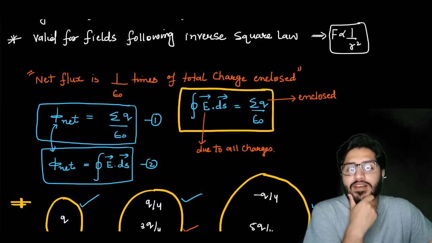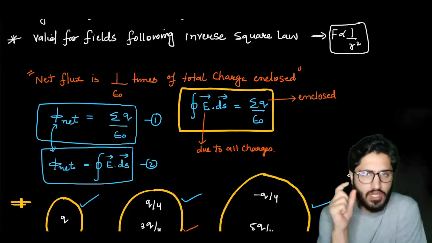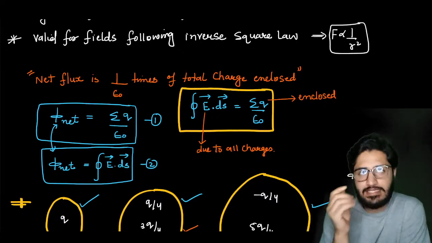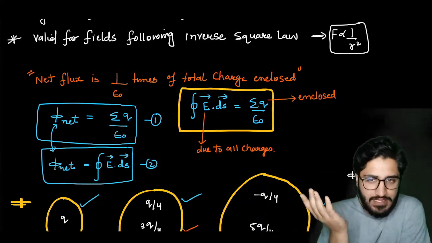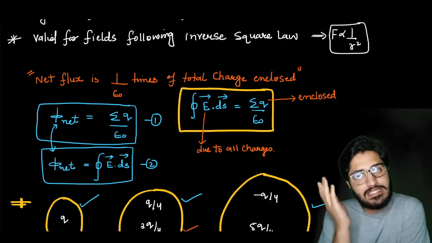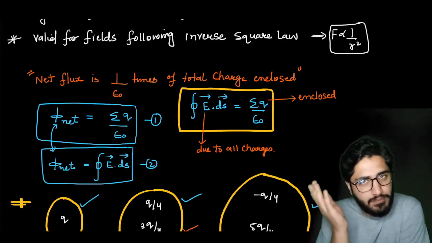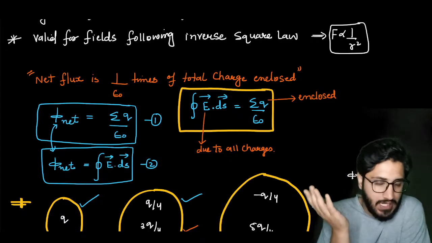And the statement of Gauss's law is very straight, very easy. That is that net flux from any closed 3D surface is equal to the charge enclosed by that 3D surface divided by epsilon naught.